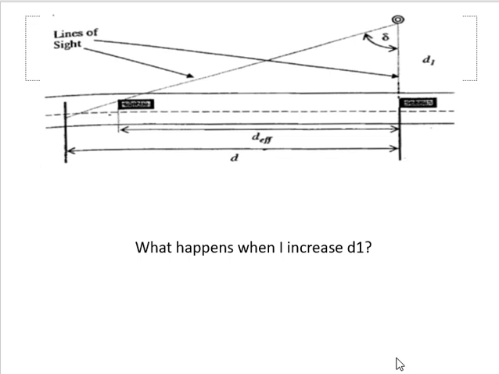So I want to know the speed of the vehicle. Speed equals distance upon time. Do I know the time? Yes, he gave me the time. Do I know the distance? No. I need to know D effective. Now if you look at the diagram, D effective equals what?